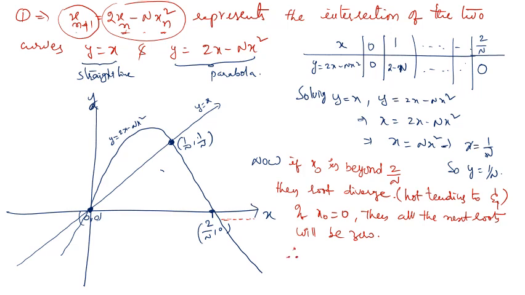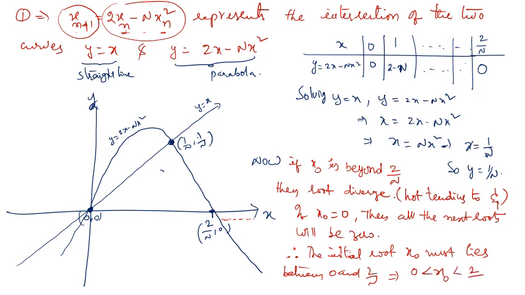Therefore the initial root x naught must lie between 0 and 2 by n. That implies 0 less than x naught less than 2 by n. That means between this range. The intersection of these two, only there the initial root must lie.